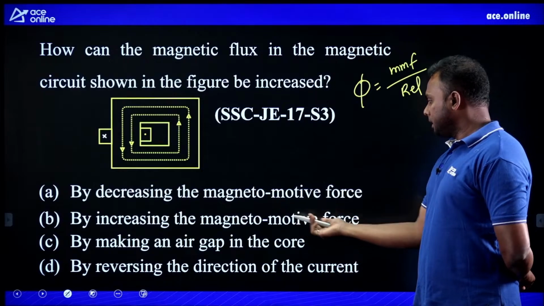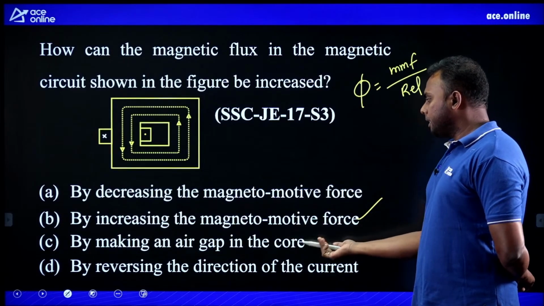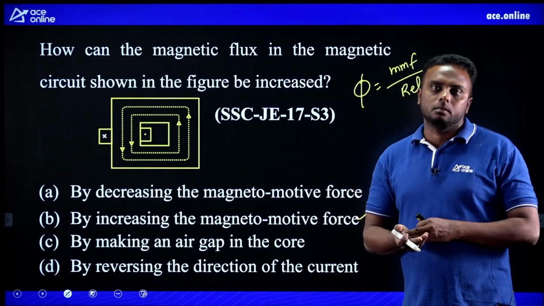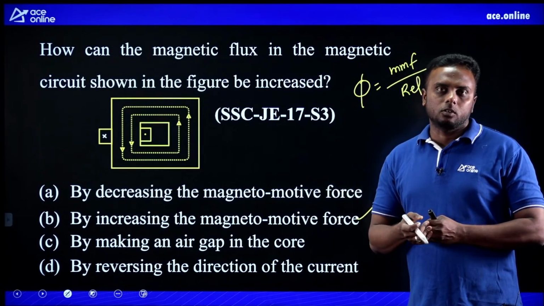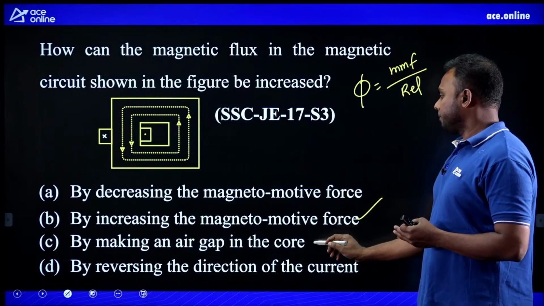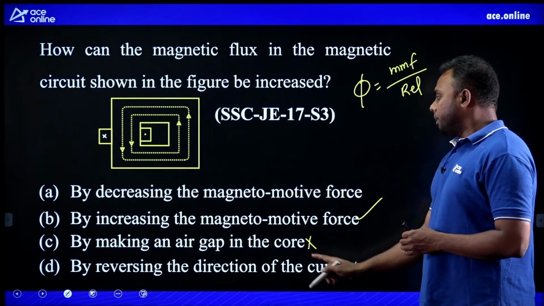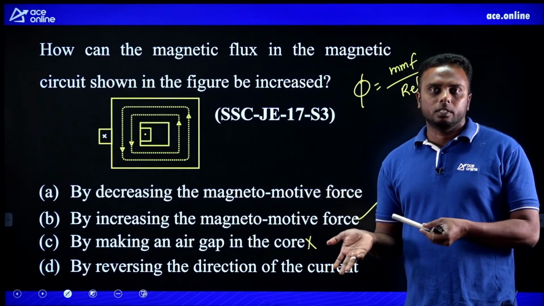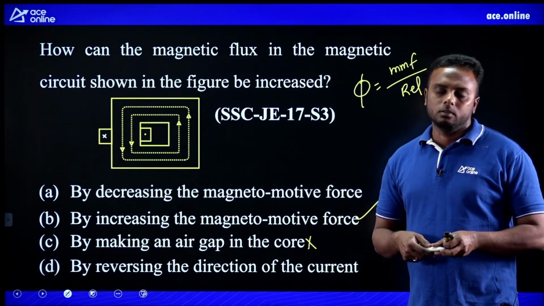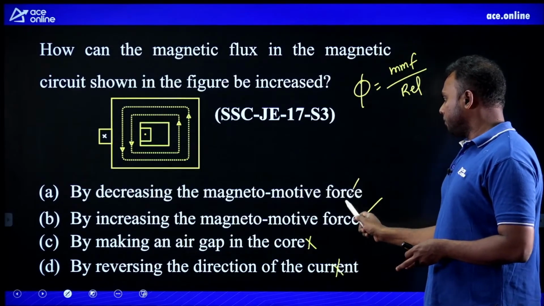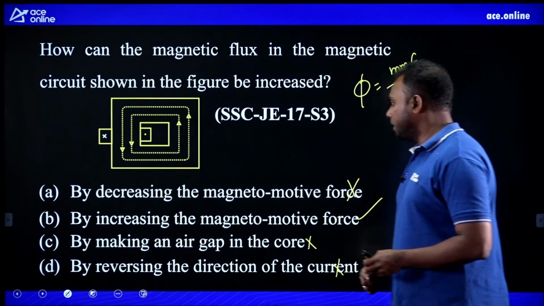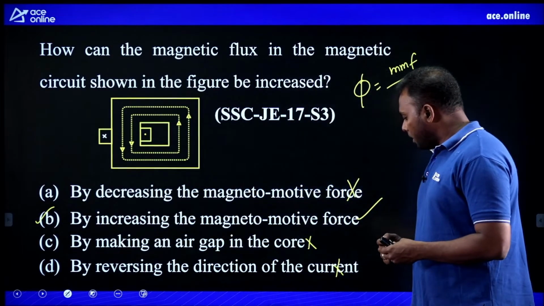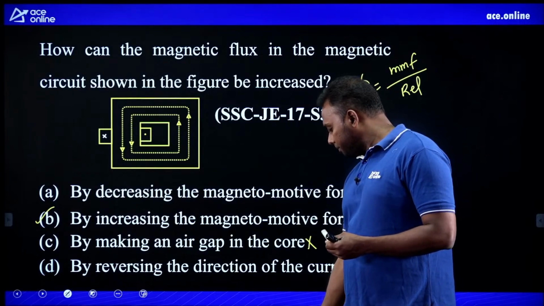No. By increasing MMF. By making an air gap in the core? If you make an air gap, reluctance further increases. If reluctance increases, flux decreases automatically. So that is not correct. By reversing the direction of current, the same magnitude of flux will be there, but it will flow in the opposite direction. So this is also not correct. So the first one is wrong, the second one is right: by increasing MMF of the winding.